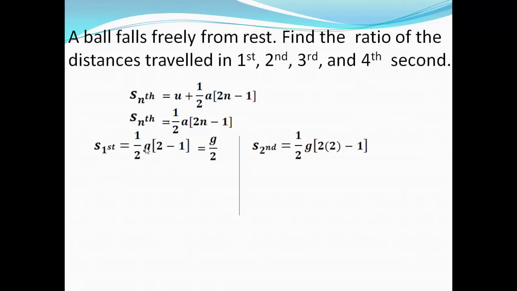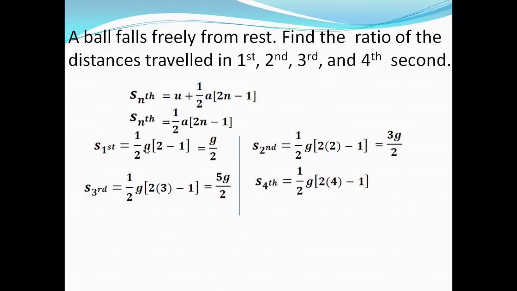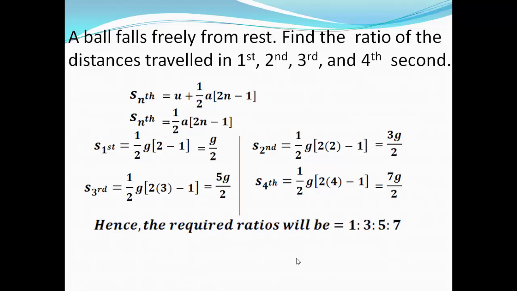Second, S second will be half g into 2 into 2 minus 1, that will be 3g by 2. Similarly, S third will be 5g by 2 and S fourth will be 7g by 2. As it is clear that the common term here is g by 2, hence the ratio will be 1:3:5:7.